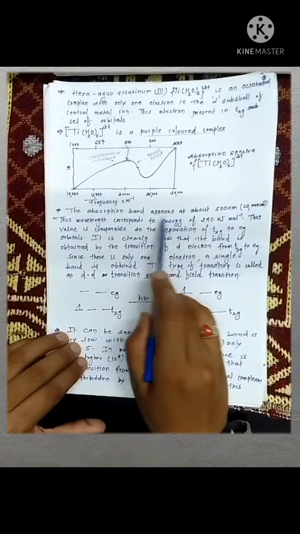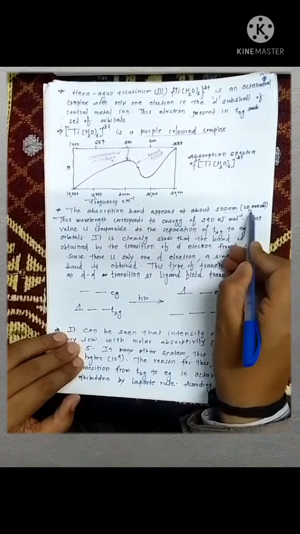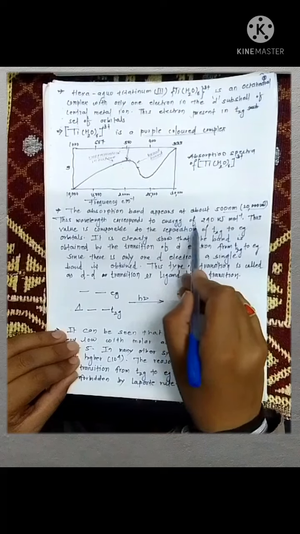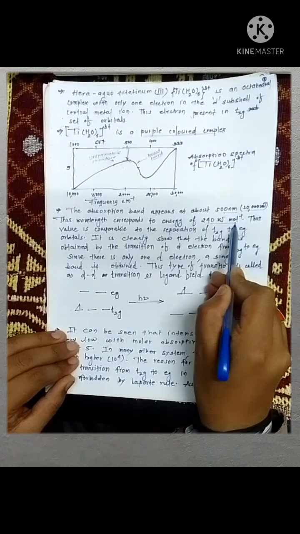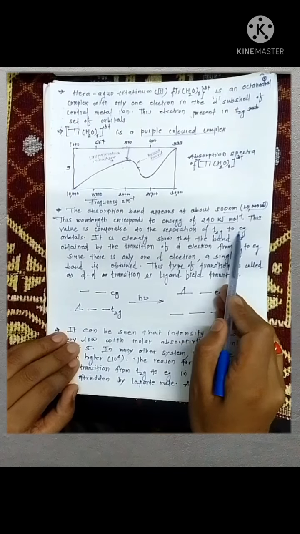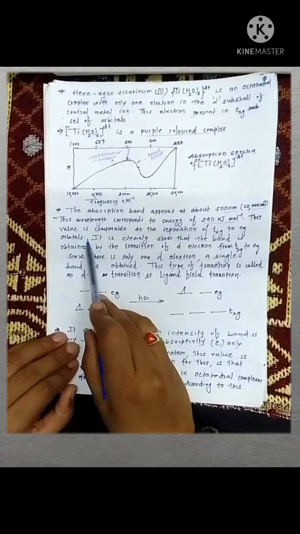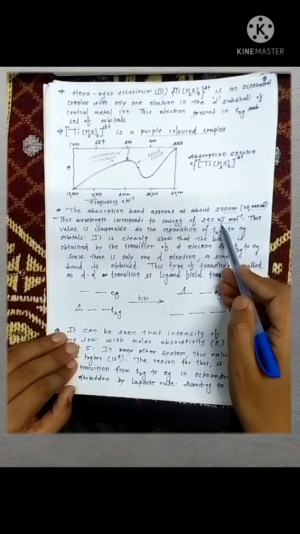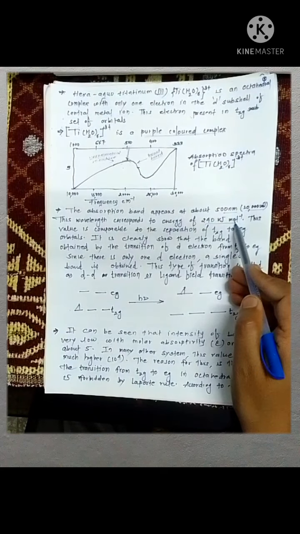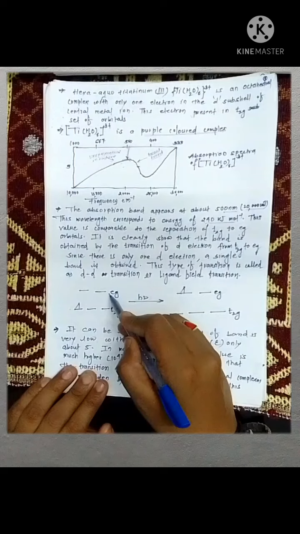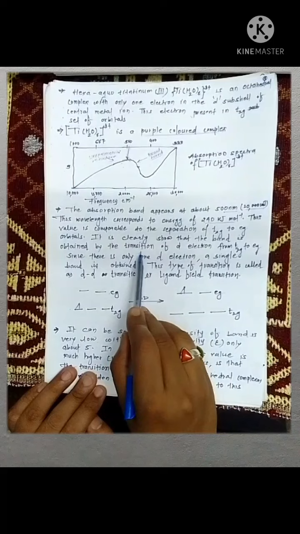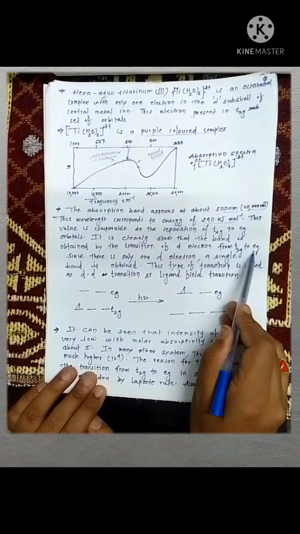So the absorption band appears at about 500 nanometer, which is nearly 20000 centimeter inverse. This wavelength corresponds to an energy of about 240 kilojoule per mole. This value is comparable to the separation of the t2g and eg orbitals. It simply means that nearly 240 kilojoule per mole is required for the separation of the t2g and eg orbitals. It is clearly shown that the band is obtained by the transition of the d electron from t2g to eg.